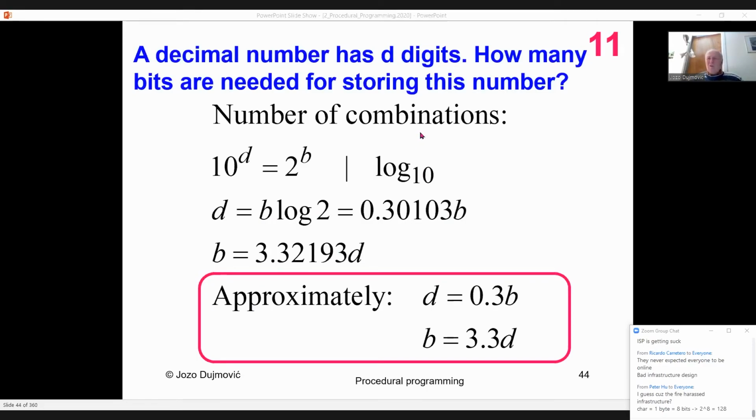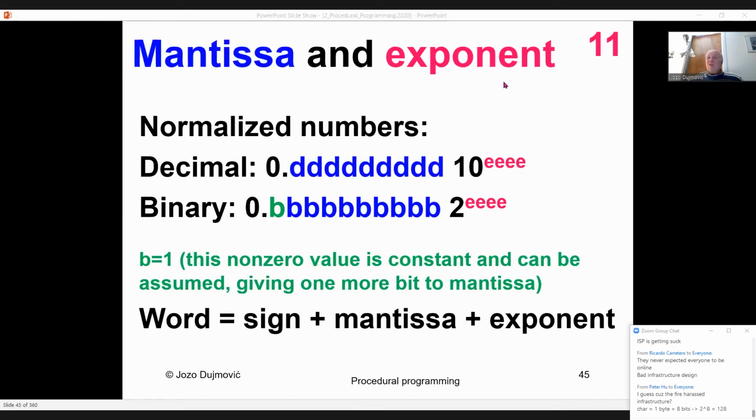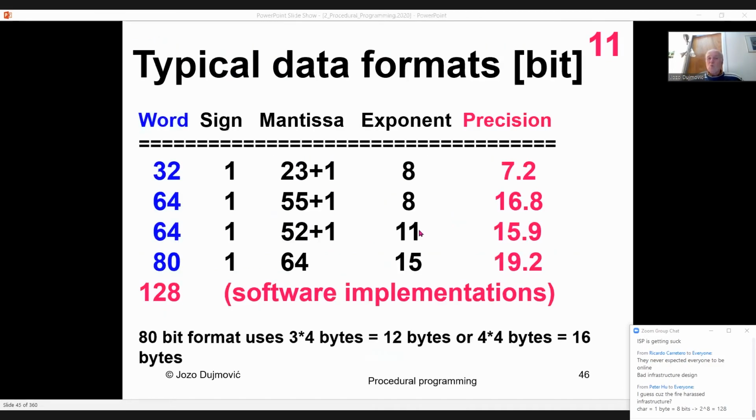A decimal number has d digits. Show how many bits are needed for storing that. Well, the formula with the digits is 3.3 times d. That's the formula that we derived a minute ago. Mantissa and exponent: what is mantissa? Mantissa is this string of decimal digits. Exponent is this value here. Okay. And in the binary case, the leading bit is assumed to be 1. So practically, even in the 32-bit format, we have 24 bits of mantissa.